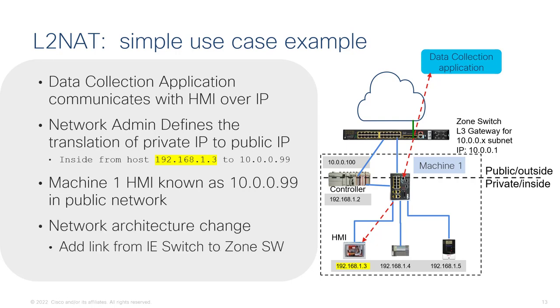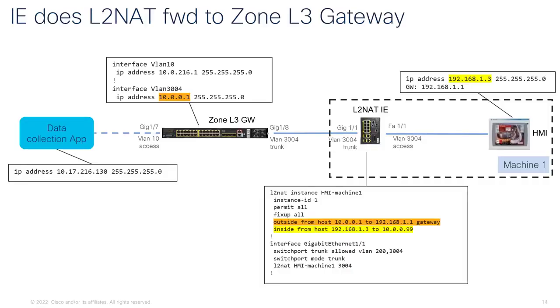We've got to make one change. We've got to add an uplink. So now the machine, the industrial switch here, has to communicate directly with the zone switch, or it needs a layer 2 interface. Anyway, now the switch would be in both the public and the private space. So now a slightly different picture showing just the HMI over there on the right, the layer 2 NAT switch, and then the zone switch, and the data collection app all the way on the left.